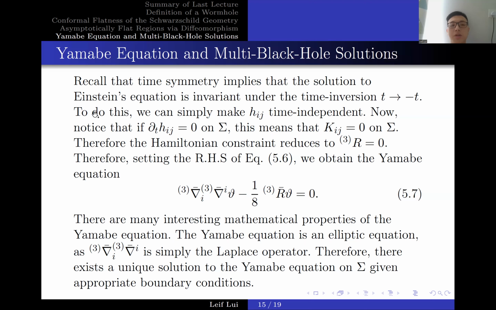So how do we do this? To do so, we can simply make H_ij time independent, and thus the partial derivative of H_ij is simply 0 on the hypersurface sigma. But what does this imply? This implies that the second fundamental form is also 0 on the hypersurface sigma. Thus, the Hamiltonian constraint simply reduces to R is equal to 0.